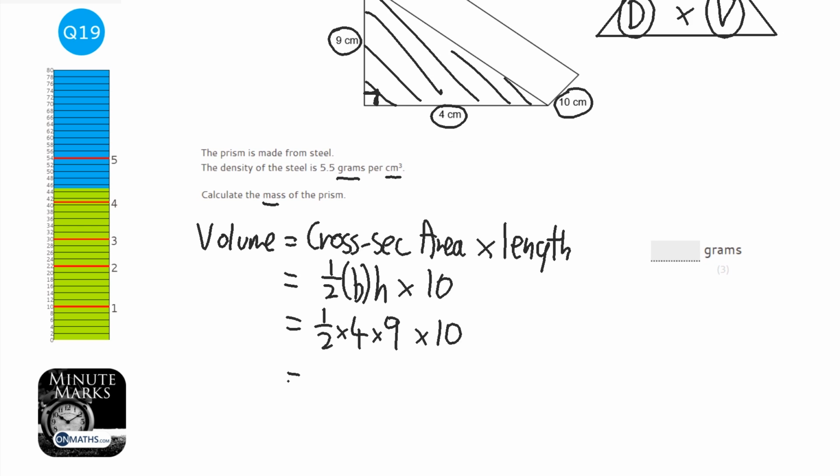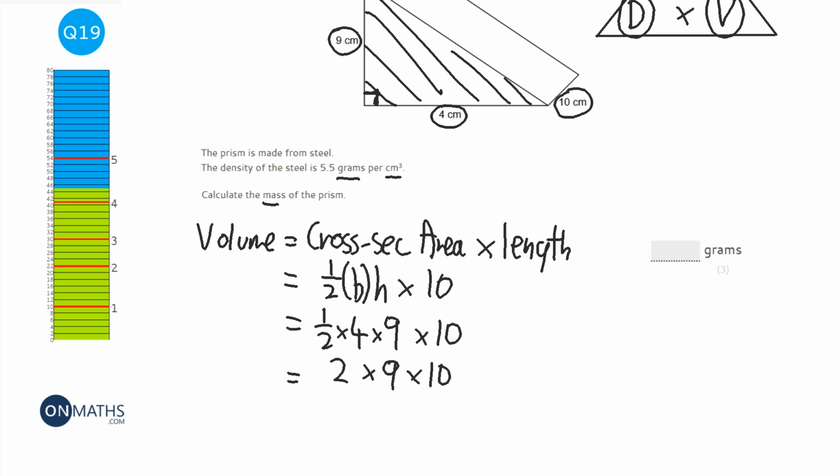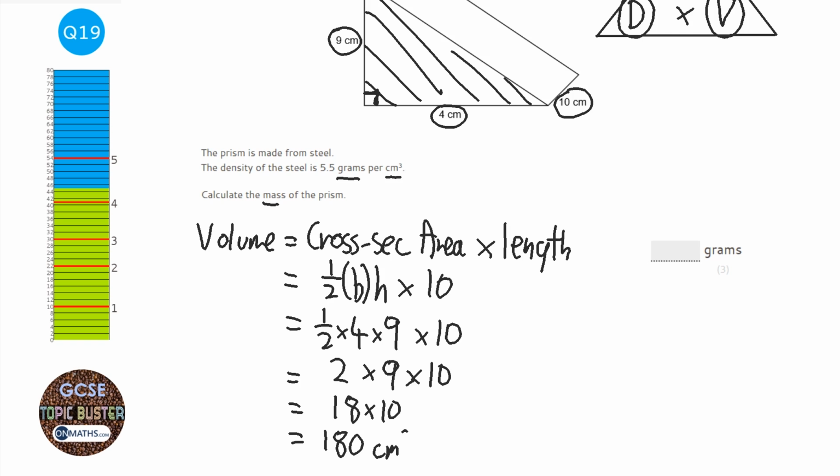Now, what I can do here is something quite sneaky. I do half times the 4 to get 2, and that saves me timesing some big numbers together just to halve it. So 2 times 9, which is 18, times 10, which is going to be 180, or you can just type it into the calculator if it's on the calculator paper. Okay, so that is in centimetres cubed, because every unit is in centimetres, and make sure you check that.